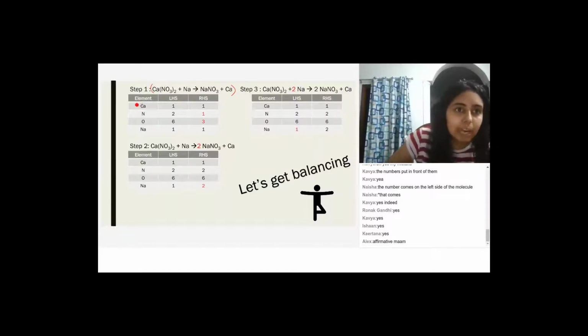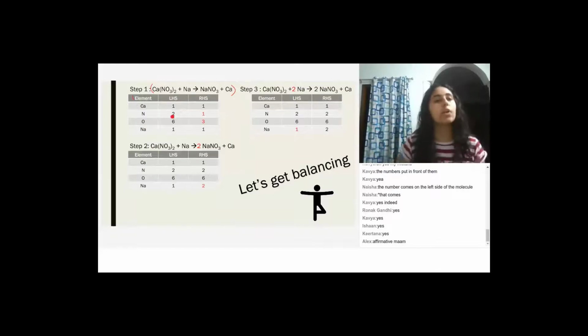So I have calcium. I'm going to first form a table. In the table, the first column will be element, the second column will be LHS, and the third column will be RHS. Okay, LHS and then RHS. Then I'm going to list down all the elements that I have within that equation. So in that equation, I have calcium, nitrogen, oxygen, and sodium. So I'm going to write down all the elements.